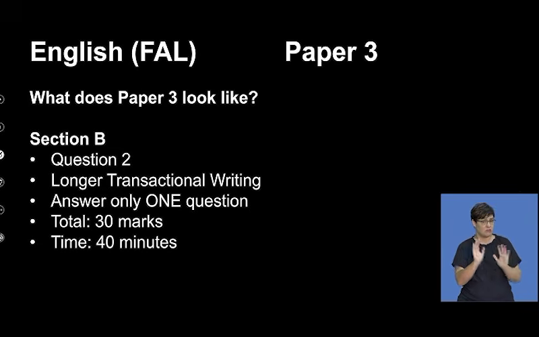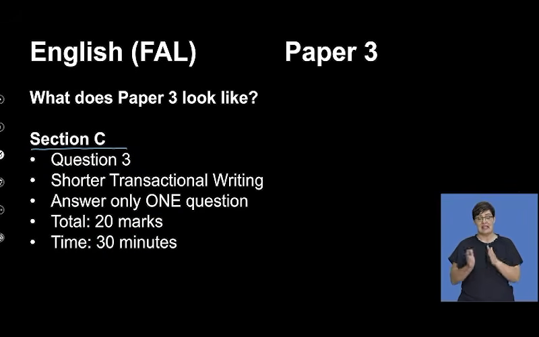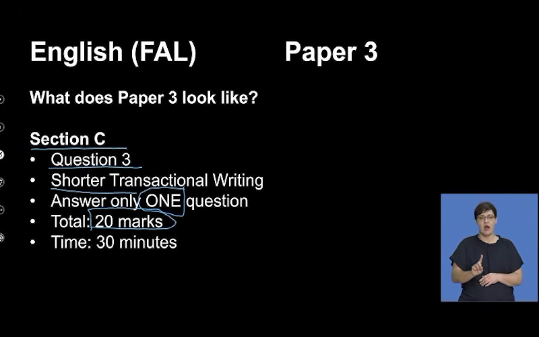Then we go to question 2, which is part of section B, and this is your longer transactional writing. Here again, you only need to answer one question. It's 30 marks for this section and 40 minutes if you manage your time appropriately. Section C is question 3. It's your shorter transactional writing text. You only answer one question again. 20 marks allocated to the one question, 30 minutes for this section. If you allocate your time properly, we will obviously get the 2.5 hours for this paper.